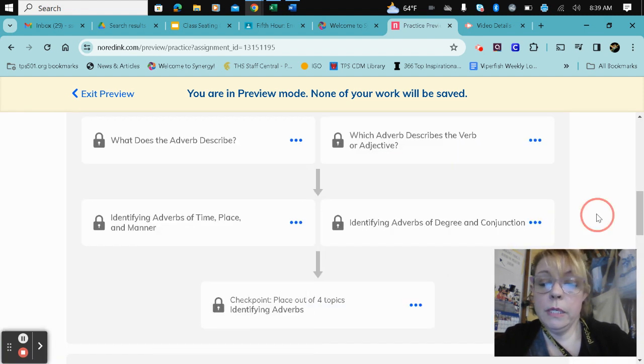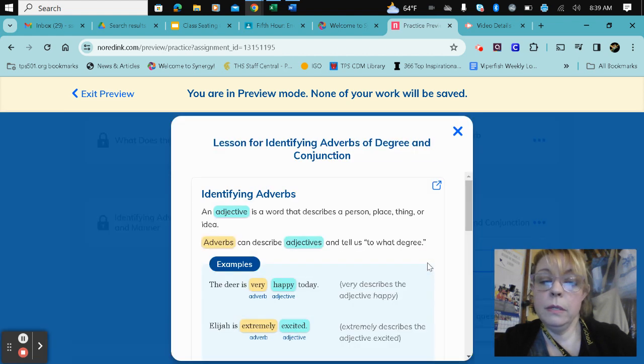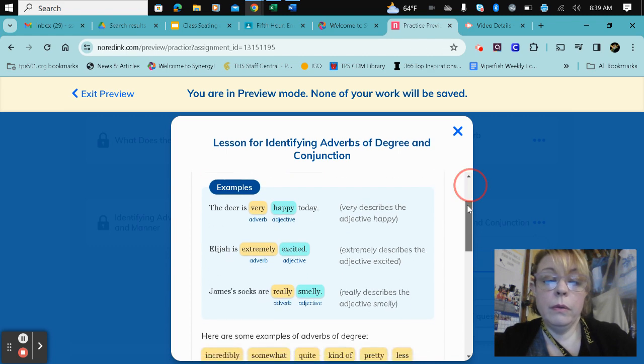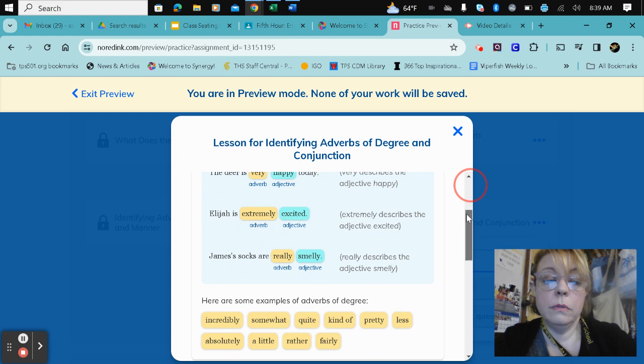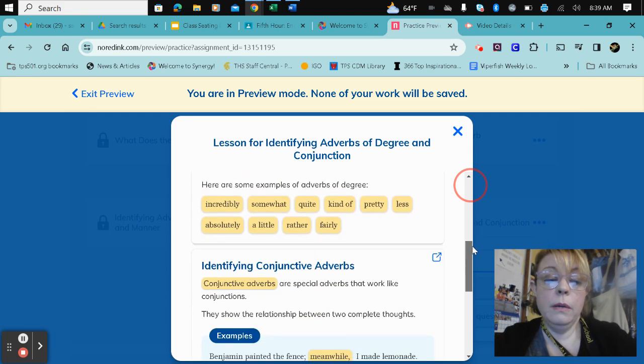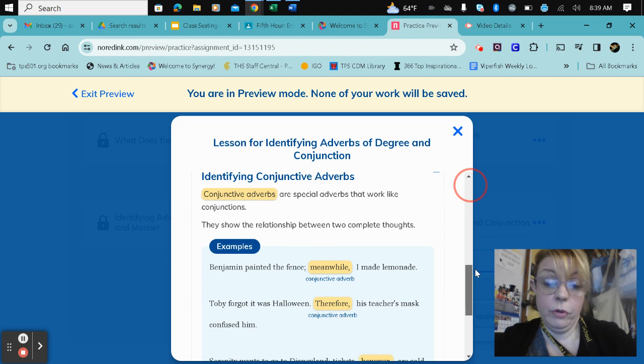Now I'm going to identify adverbs of degree and conjunction. Hopefully I do this quickly. So this is a review of how the adverbs connect with the adjectives. That's the degree. Identifying conjunctive adverbs, though.